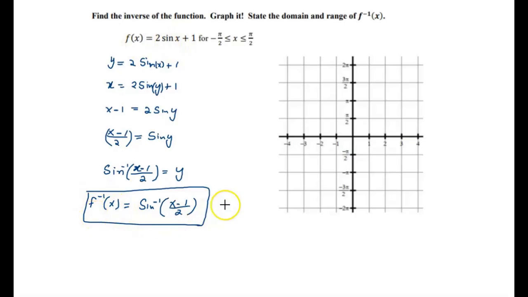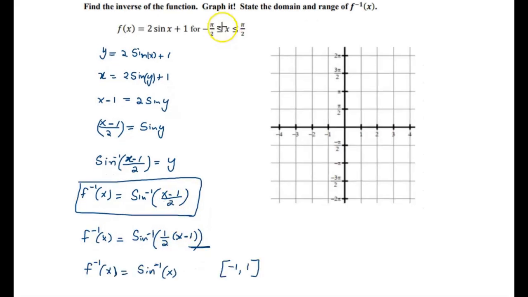Now let's graph this inverse function using the rules of transformations. For that, let's rewrite this inverse function by taking out 1/2. Now let us see how to get the graph of this transformed function from the basic graph of sine inverse x. The range would be the same as the domain of the original function, because we know that the domain and range of an inverse function get exchanged.